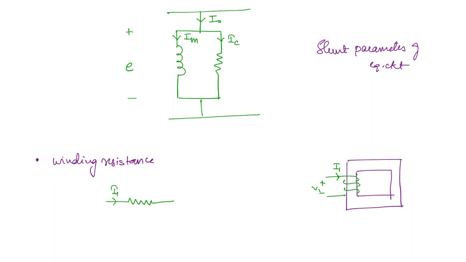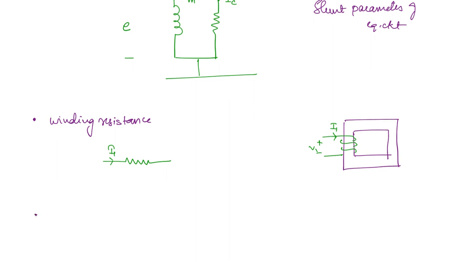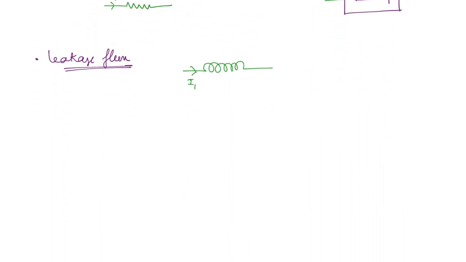And next we have the leakage flux, right? This was another assumption. Now the leakage flux is going to be modeled in terms of an inductor, and through this also the current flowing is I1, okay. Now using these 3 points you can get the equivalent circuit.